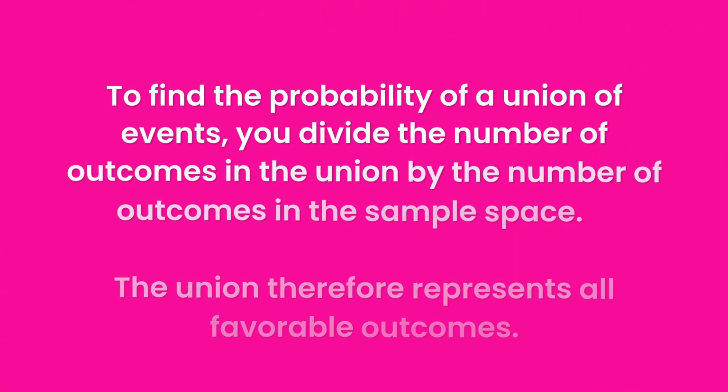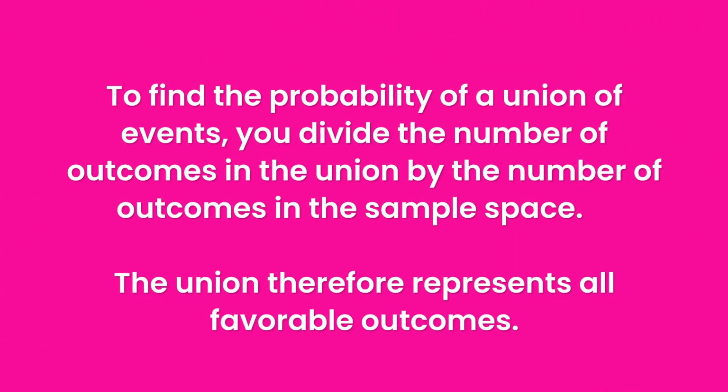To find the probability of a union of events, you divide the number of outcomes in the union by the number of outcomes in the sample space. The union, therefore, represents all favorable outcomes.